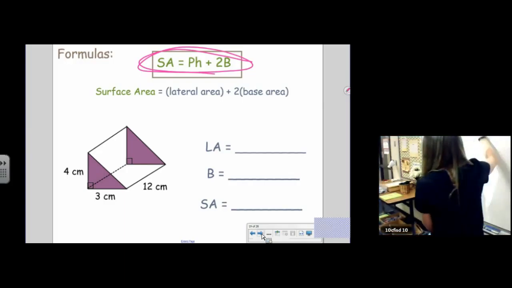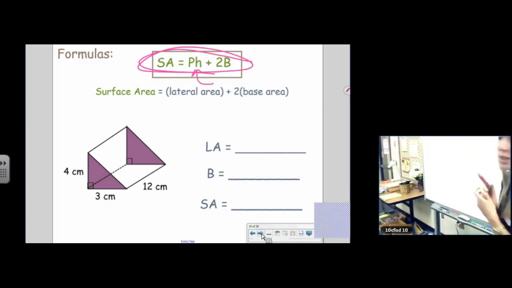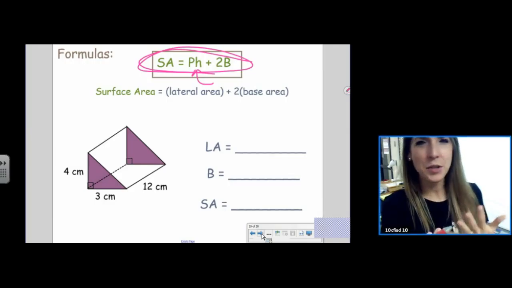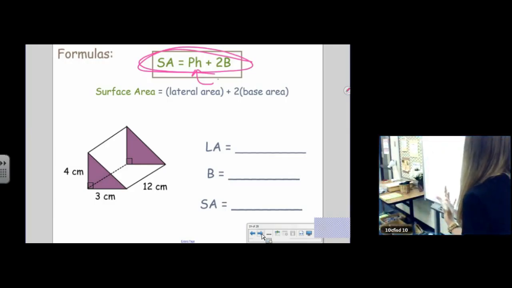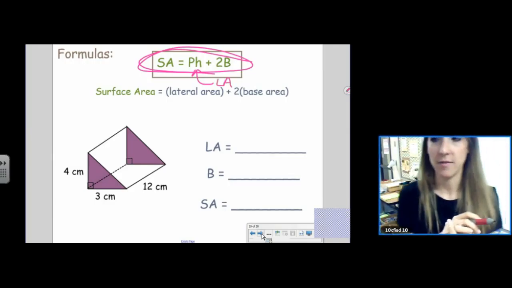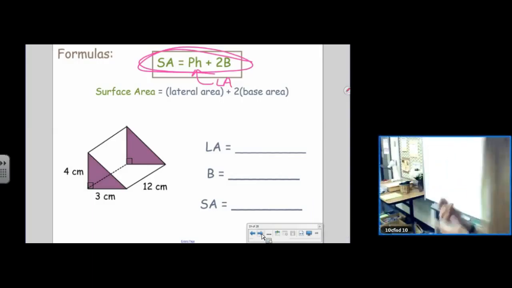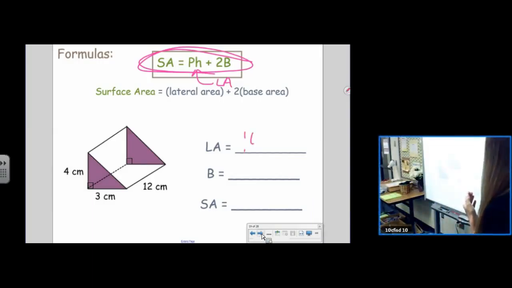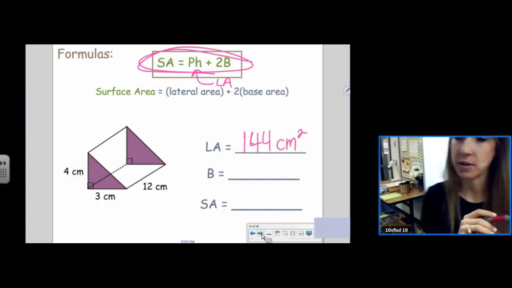So notice, does this look familiar? PH plus 2B. Well, PH, wait a minute, that was already the lateral surface area. So you've already found it. You don't have to find it again. I kept the same shape. You do not have to re-find the lateral surface area.